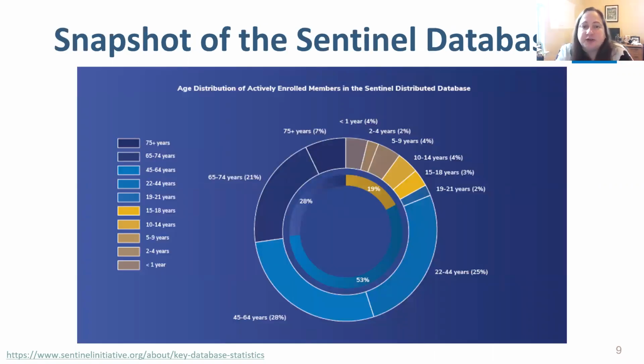What does the age distribution look like? You can see here the outer circle is sort of more narrow categories. The inner circle shows broader categories. So you see about 19% of the Sentinel distributed database is the pediatric population. Over 50% is an adult population, and then 28% would be 65 and over. I should note that we do actually have 100% Medicare in our data, so we do have pretty good capture of the older age group.